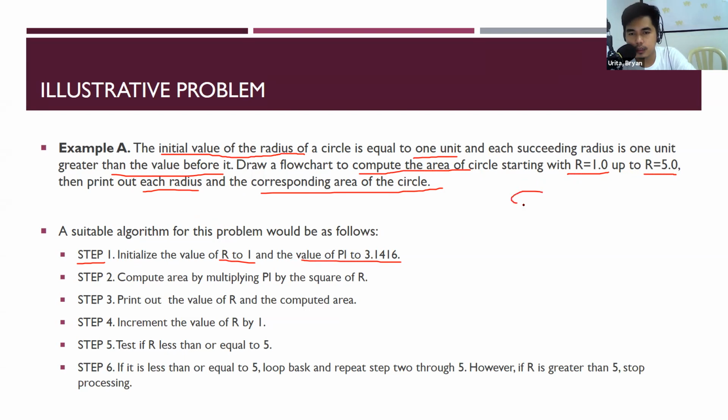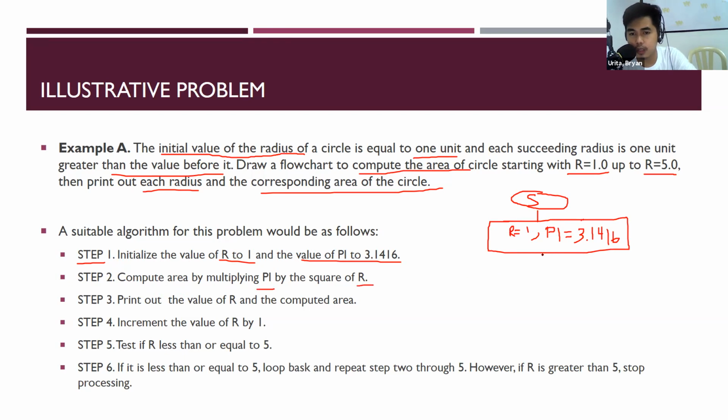So if I'm going to draw a flowchart for that, I have start, S na lang lagay ko. Next, initialize. Initialization is a process, so R is equal to 1, and then pi. By the way, R is a variable, and pi is another variable. You are just equating a value for this variable. Okay, you're just putting some values on these variables. So that's now our step one.